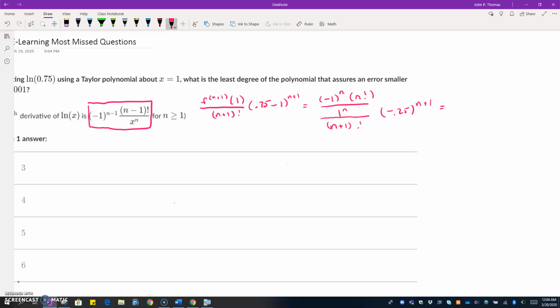We've got negative 1 to the n, and then I'm going to have n factorial on the top, but if I multiply by the reciprocal, I'm going to have an n plus 1 factorial in the bottom. So that's going to simplify to an n plus 1 in the bottom, and that's times negative 0.25 to the n plus 1. I'm going to take a second and look at the signs of this, because if this alternates, we can use alternating series test. However, if it doesn't alternate, then we're going to be stuck, and we're going to have to use Lagrange error bound.